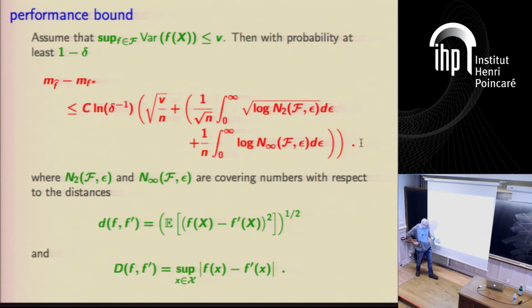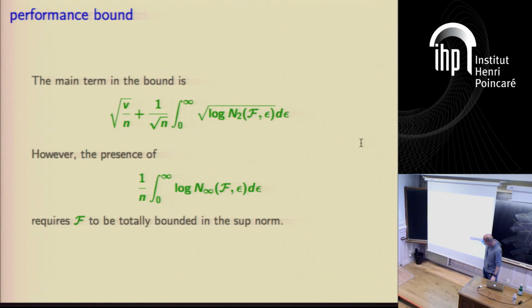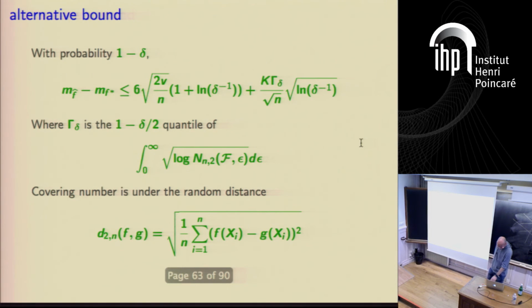And that requires the class to be totally bounded, which is not so good, but in some cases it can be made to work. Okay, so this slide just repeats what I just said. So this is the main term, but this guy requires f to be totally bounded in the supremum norm.